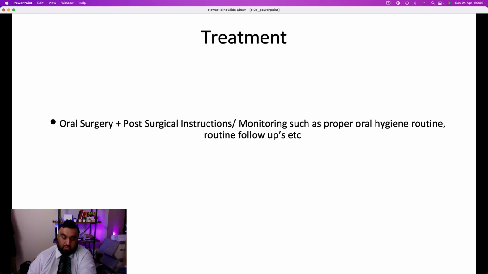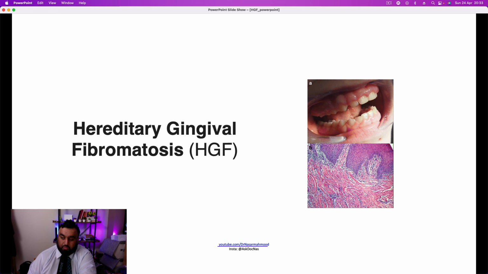Treatment is generally two different parts. First of all, it is accepted that normally there will be some sort of oral surgery to remove the excess gingival tissue, followed by post-surgical instructions such as proper monitoring of the patient's oral hygiene, and very frequent routine follow-ups with the dentist or oral surgeon to make sure there is no recurrence of this tissue which has been removed and or other issues.